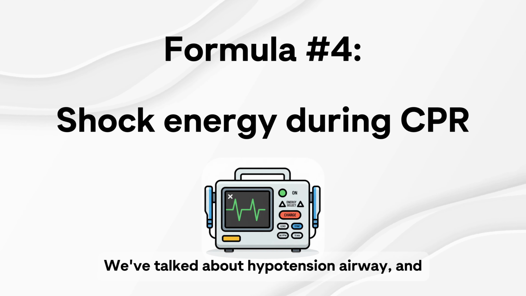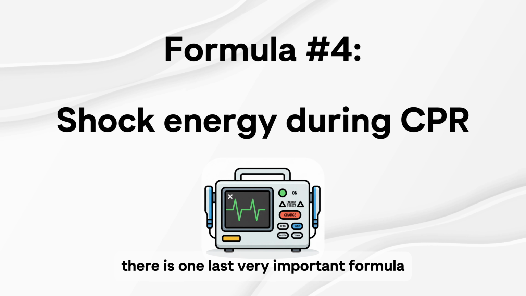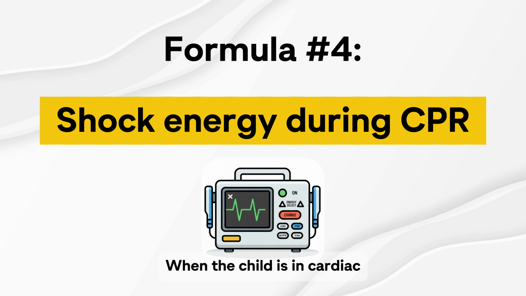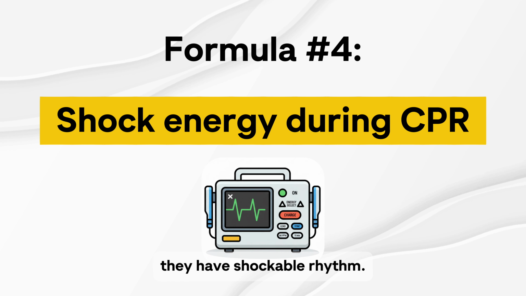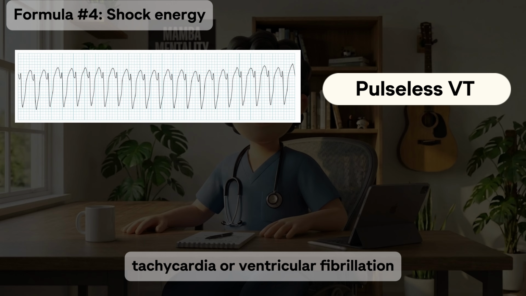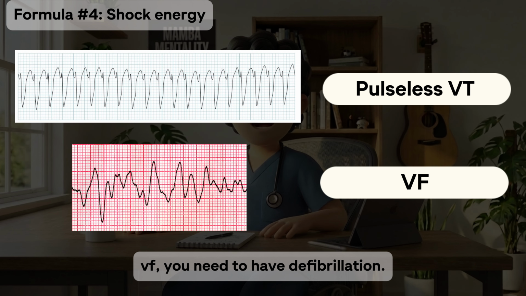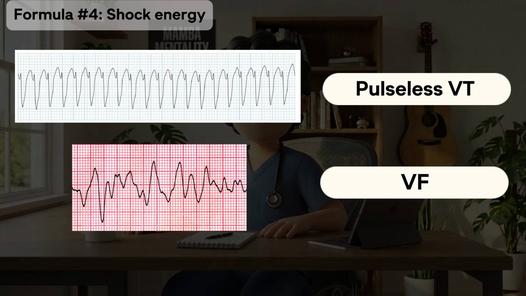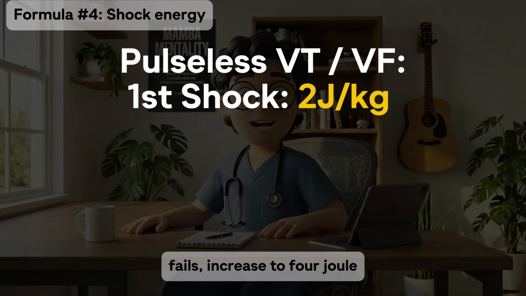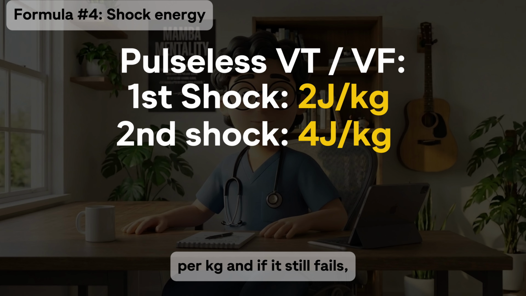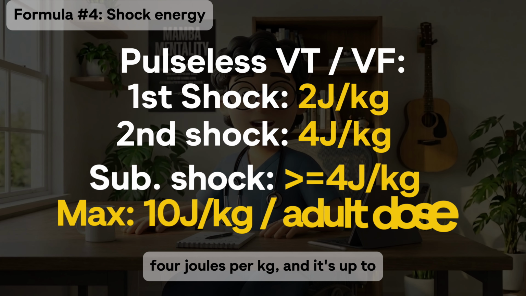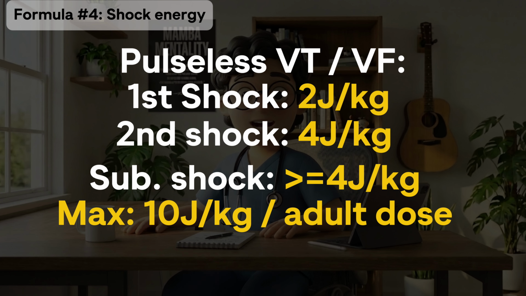We have talked about hypotension, airway, and there is one last very important formula you must remember during resuscitation: the shock energy during CPR. When the child is in cardiac arrest, you need to check if they have a shockable rhythm. If they are having pulseless VT, ventricular tachycardia, or ventricular fibrillation, VF, you need to have defibrillation. And the formula of the shock energy goes like this. The first shock, we start with 2 joules per kilo. And the second shock, if that fails, increase to 4 joules per kilo. And if it still fails, still have the shockable rhythm, the subsequent shocks will be at least 4 joules per kilo, and it's up to a maximum of 10 joules per kilo or the adult dose.